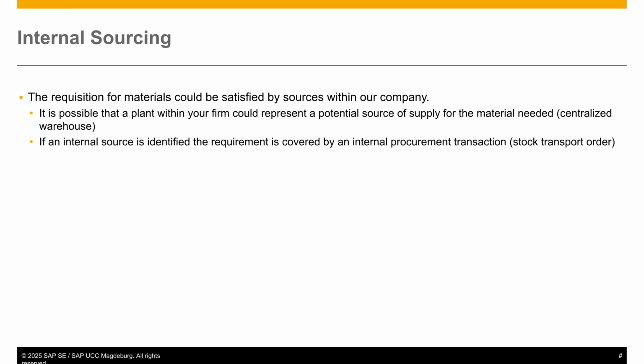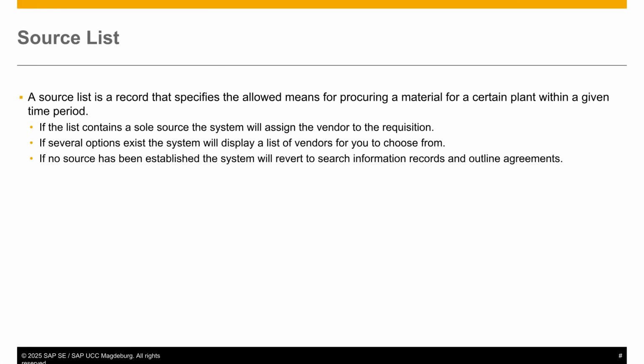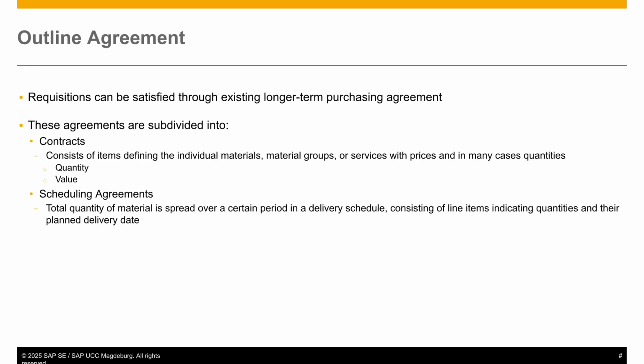Internal sourcing occurs when requirements are met by another plant within the company, such as a centralized warehouse using stock transport orders. A source list defines the allowed vendors for a material within a specific time frame. It assists the system in automatically assigning a vendor or presenting a list of valid choices to the buyer. For long-term needs, organizations use outline agreements. These are divided into contracts, which define prices or quantities, and scheduling agreements, which spread deliveries over specific time periods.